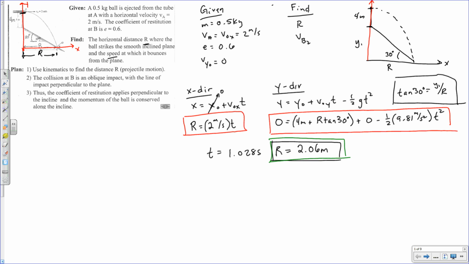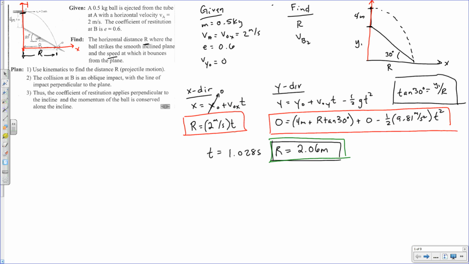Now the second part of this problem asks us to determine the speed at which it rebounds off of the plane. So at this point, we recognize that we're dealing with an impact, a particular type of impact. This is called an oblique impact problem because this object, the marble or the ball itself, is striking the ground at an oblique angle, or rather at an angle with respect to this line of impact between the two objects.